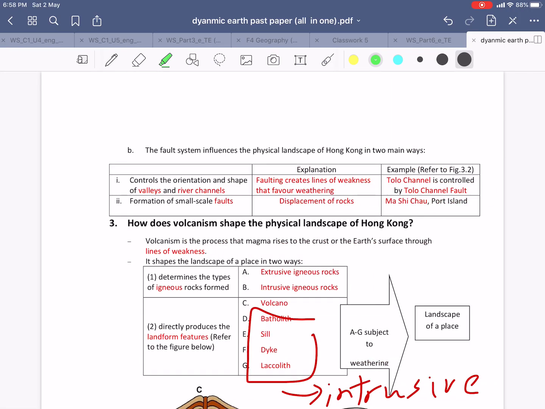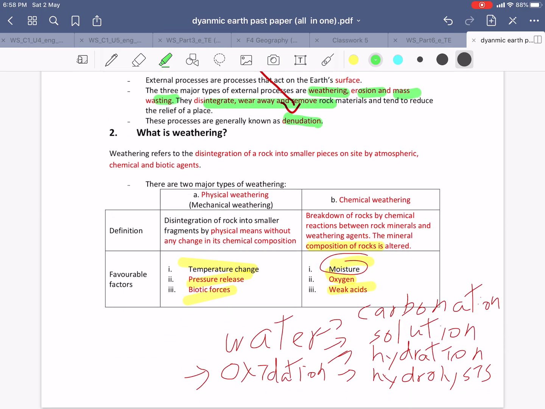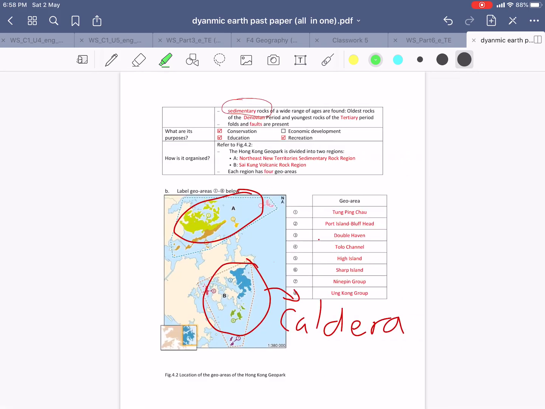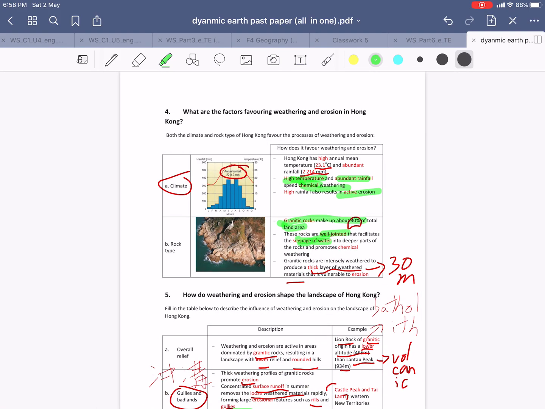Is it finished yet? It's finished for the different rock types of Hong Kong first. Okay? I will talk about the denudation in the next video.